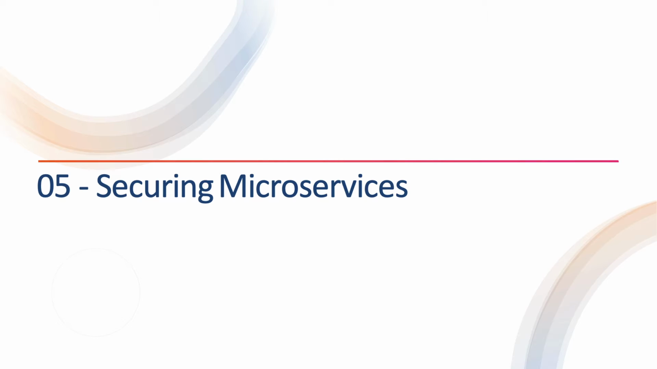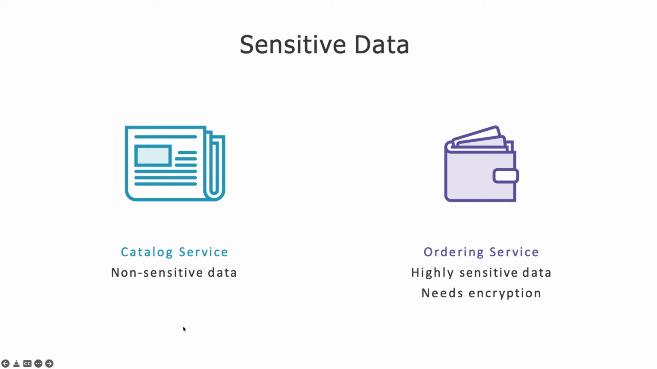Hello everyone and welcome back to my lecture about microservices. In this chapter we are going to talk about security, how we can secure the communication between different components in microservices architecture. So we start with the first point, which is sensitive data.